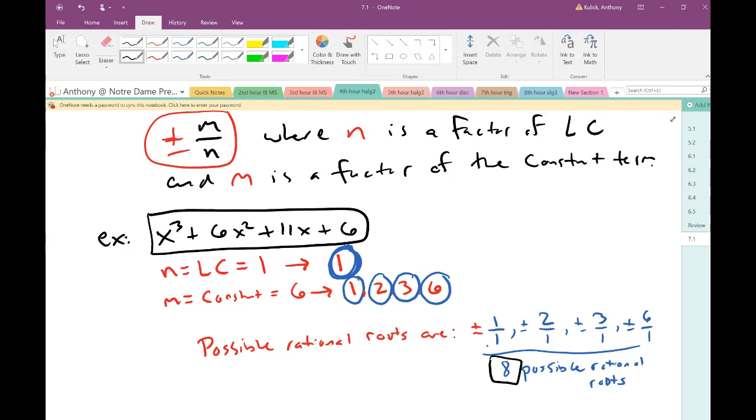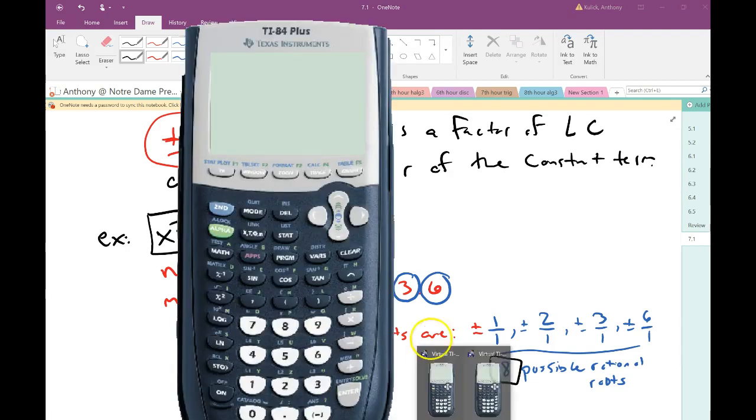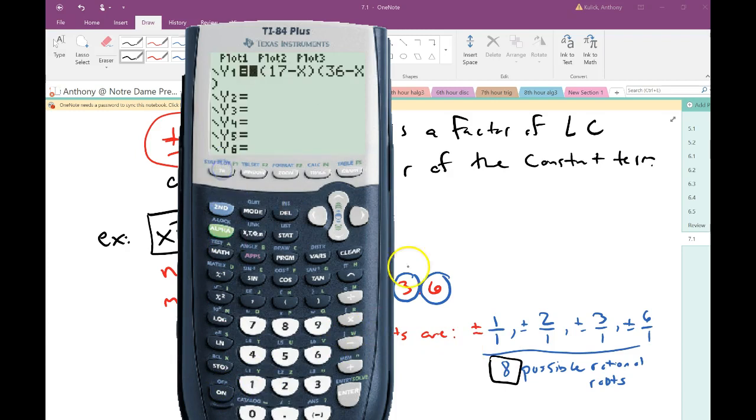Well, could I narrow this down a little bit? Yes, I could. The way I'm going to narrow this down is to use my graphing calculator. So I'm going to go to the y equals, clear out anything that's in there, and type in my equation, or my polynomial that I'm trying to factor.